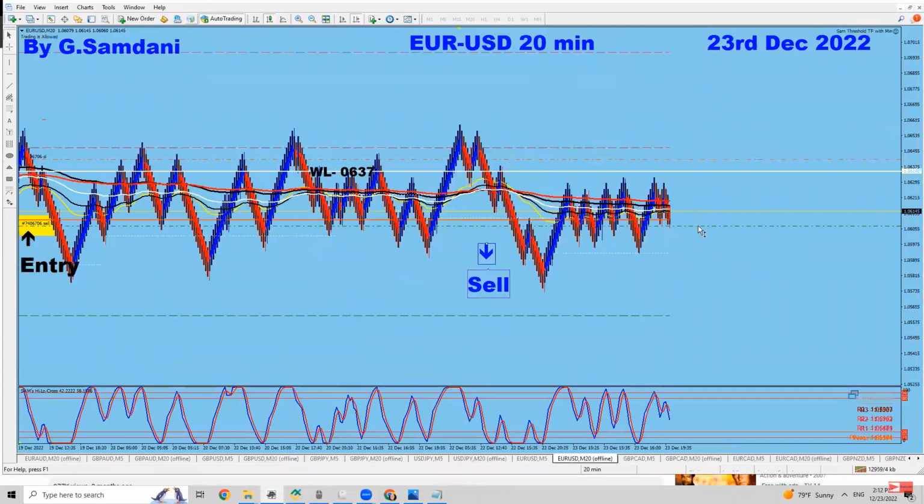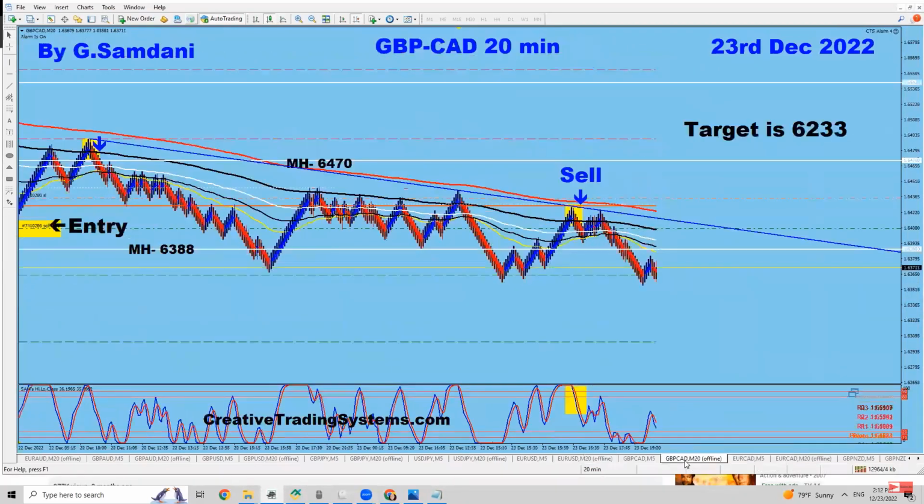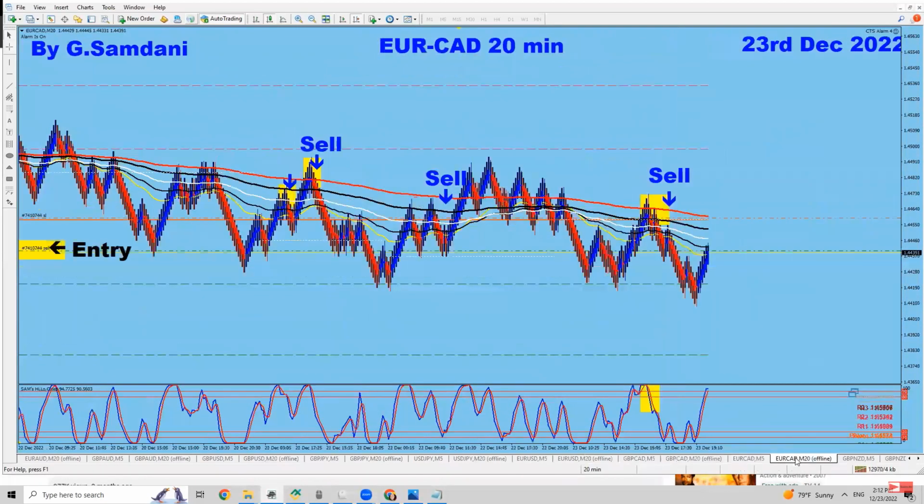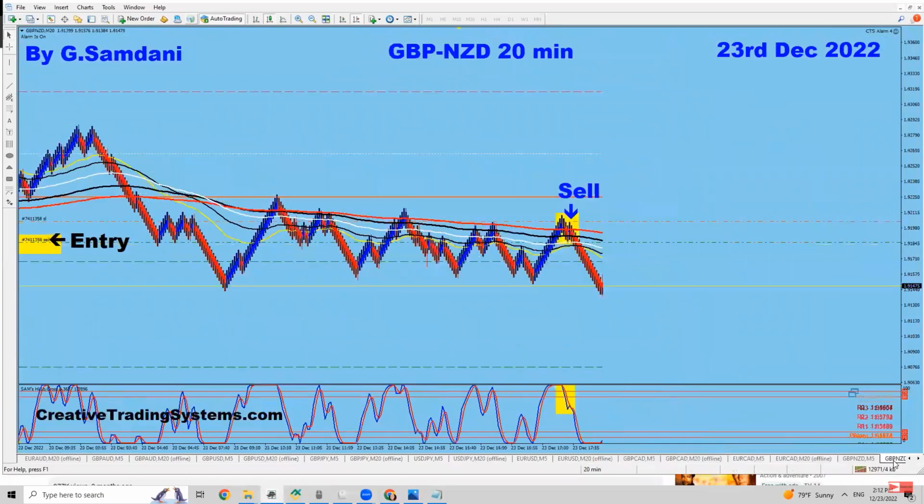Euro USD, I guess it's minus 10, right? So I'm going to close it at 70 and 60. Pound CAD, $35, so 60 is a 95. Euro CAD, break even. And this pound Aussie, let's say 35, so 95 and 35, so 130.